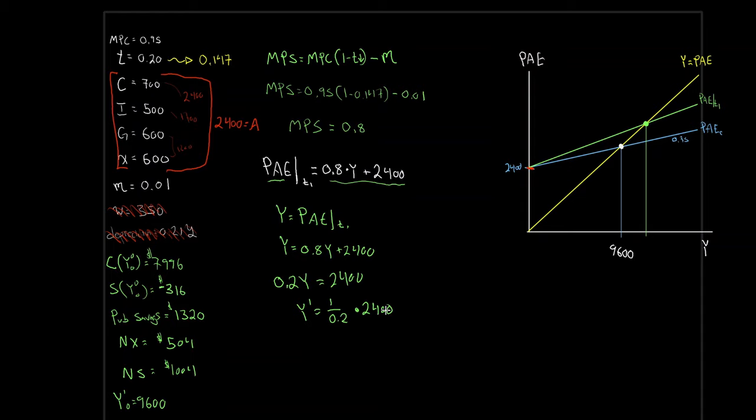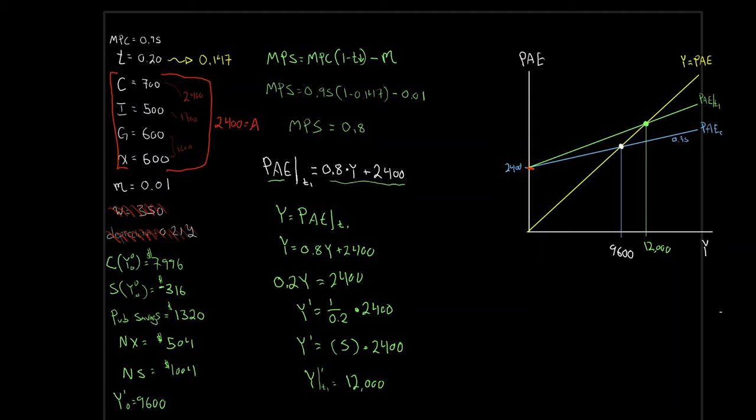1 over 0.2, well, what does that yield for us? That is y prime equals 5 times 2,400, right? This 5 being our multiplier, how many times a single dollar multiplies around our economy before it gets essentially to zero. And we get a new value y prime given our new tax rate. We get 5 times 2,400. What does that yield for us? That yields 12,000. So there we go. 12,000 is our new equilibrium level of GDP.